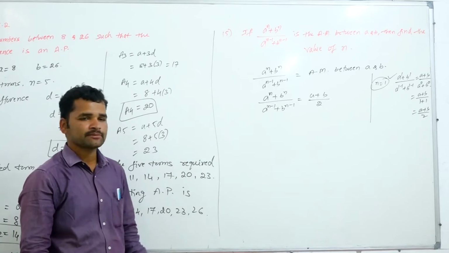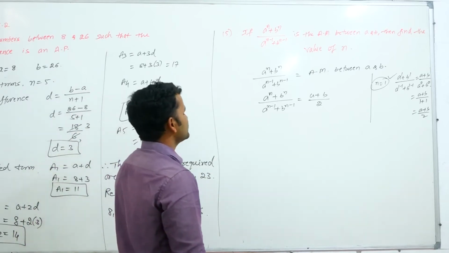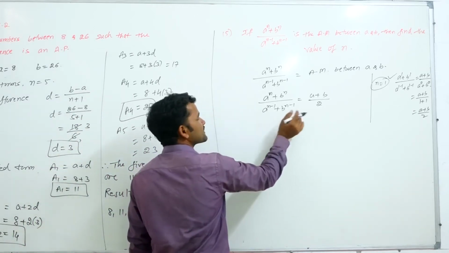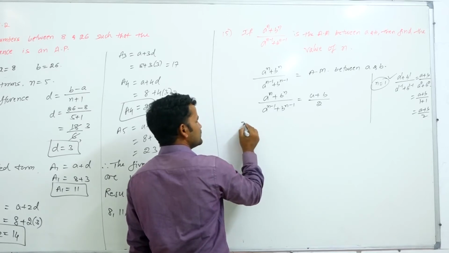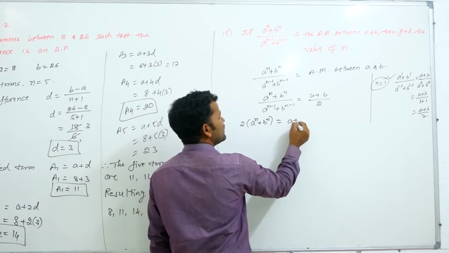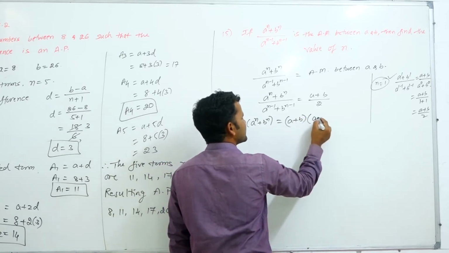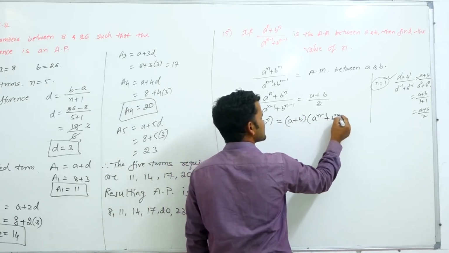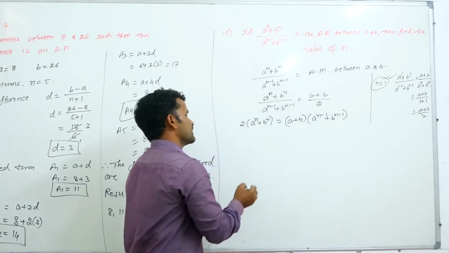You have to simplify this. Okay, to simplify it, you cross multiply. 2 into a raised to n plus b raised to n is equal to a plus b into a raised to n minus 1 plus b raised to n minus 1.